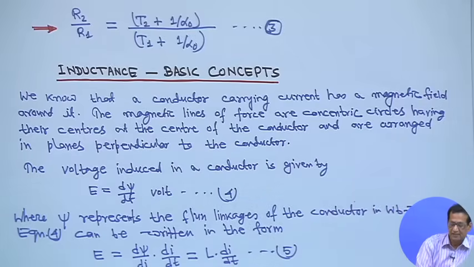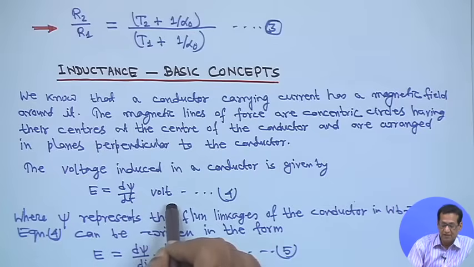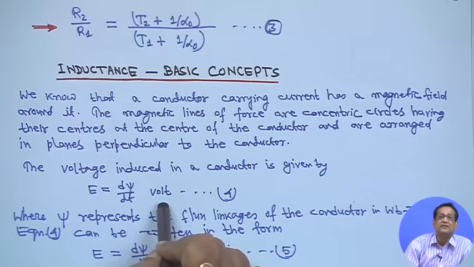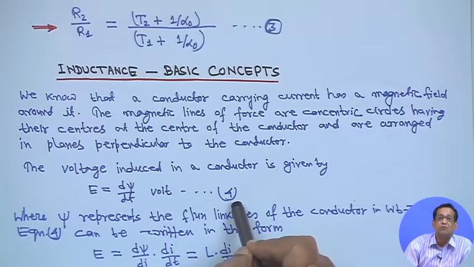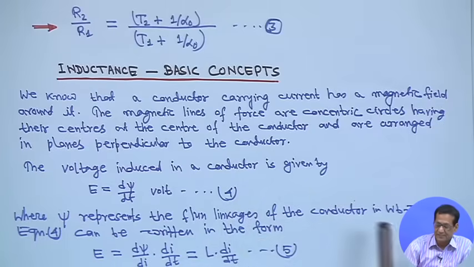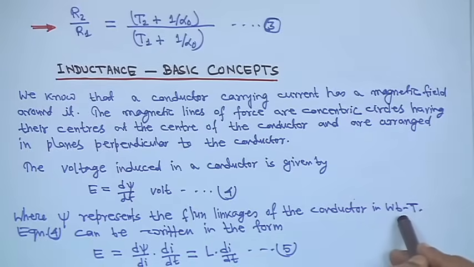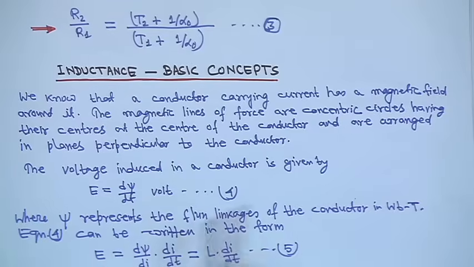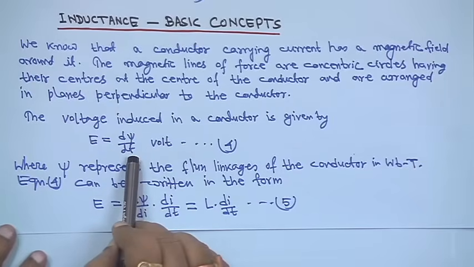So, the voltage induced in the conductor can be written as E is equal to d phi by dt volt. Everywhere wherever possible I have written the units. So, it is E is equal to d phi by dt volt. This is equation number 4, where psi represents the flux linkages of the conductor in Weber turns. So, this equation 4 can be written in this form: E is equal to d psi by dt.